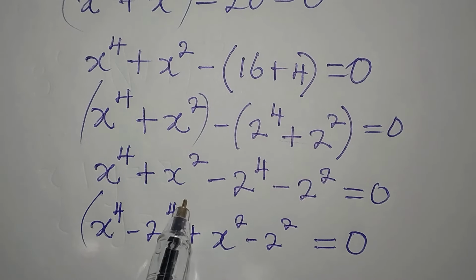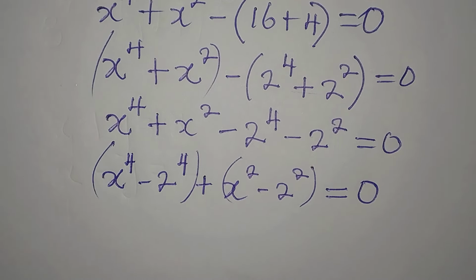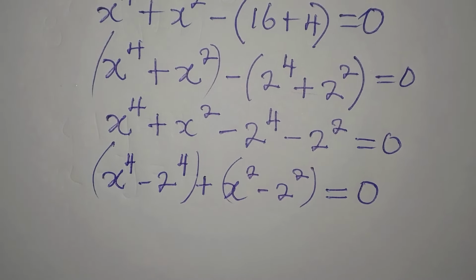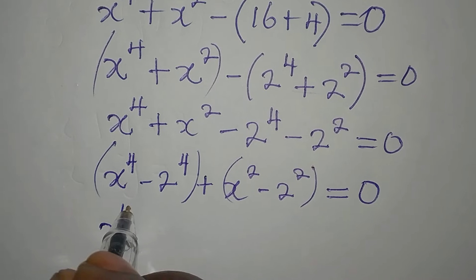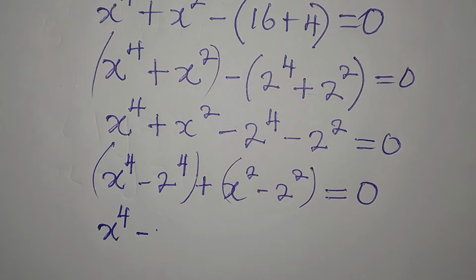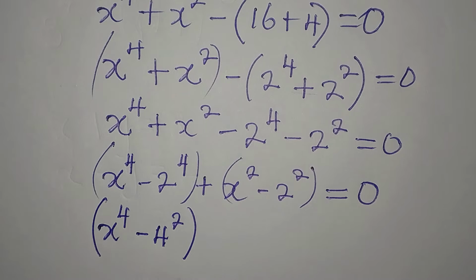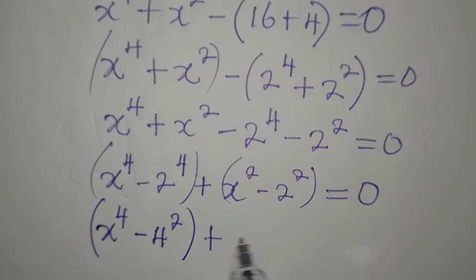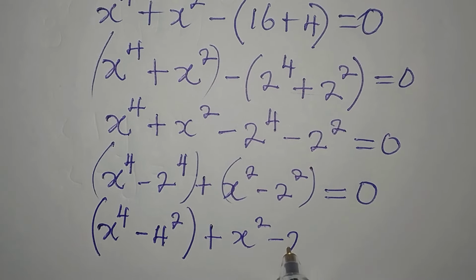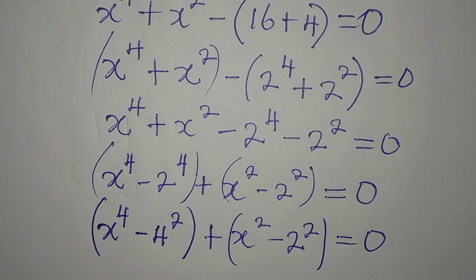Now we can deal with this separately and then deal with this separately. For me to begin with this, what if I say x to the power of 4 minus 2 to the power of 4 here is the same thing as x squared squared minus 4 squared? I think you should know that because 4 squared is 16 and 2 to the power of 4 is still 16. Then plus x squared minus 2 squared. Everything is equal to 0.